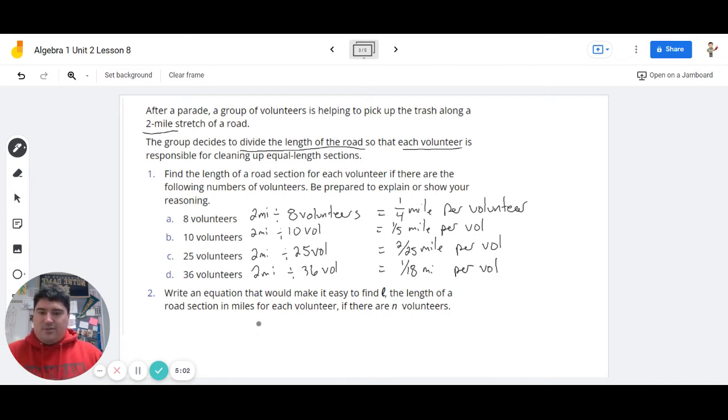So we can write the equation: 2 miles, let's just write 2. 2 divided by the number of volunteers equals the length that each volunteer picks up.